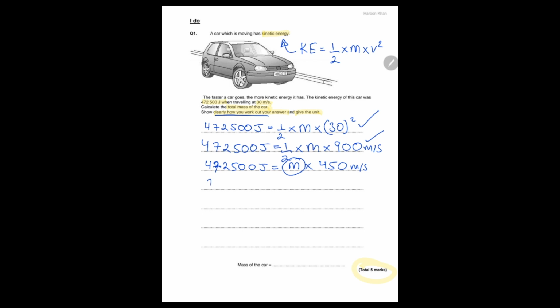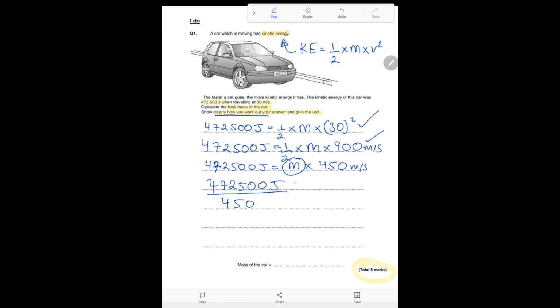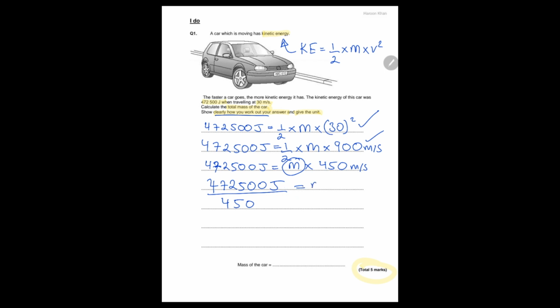So now I'm going to write down here 472,500 joules. But this time I'm going to divide it by 450. And I like to do it this way instead of writing down divide by 450 because it's clearer to see. And that will equal M. So that there is also another mark.